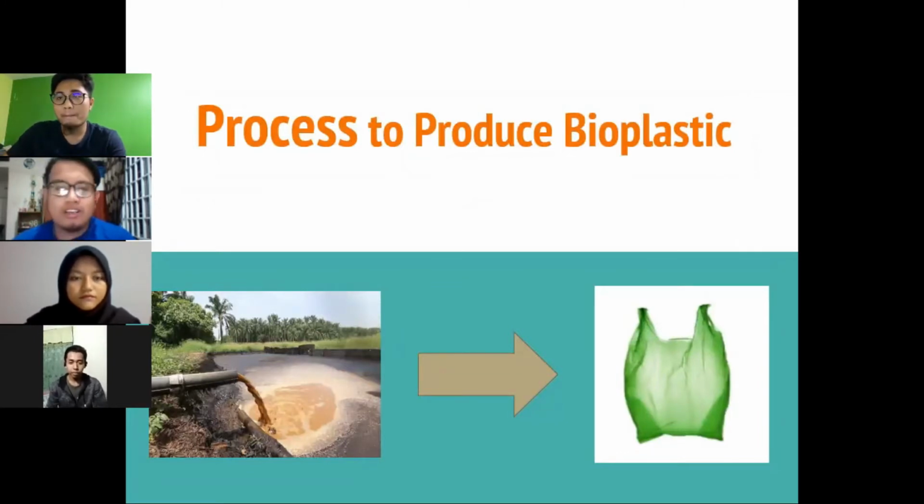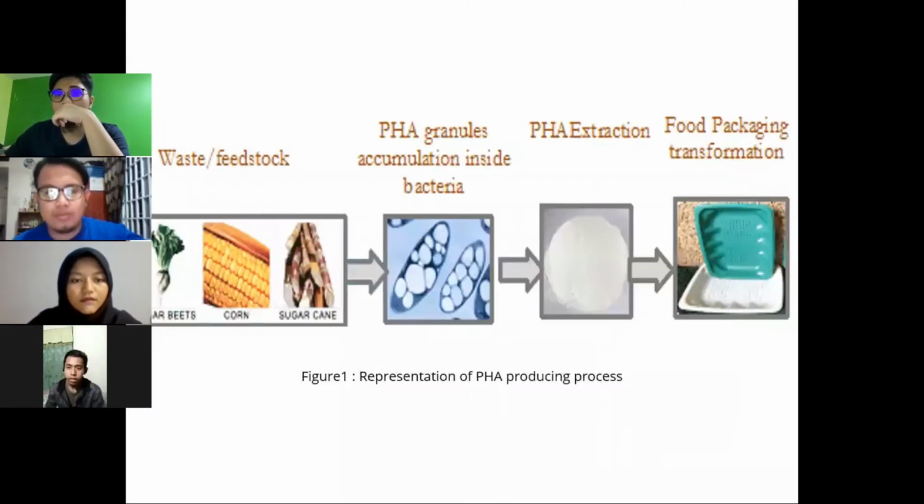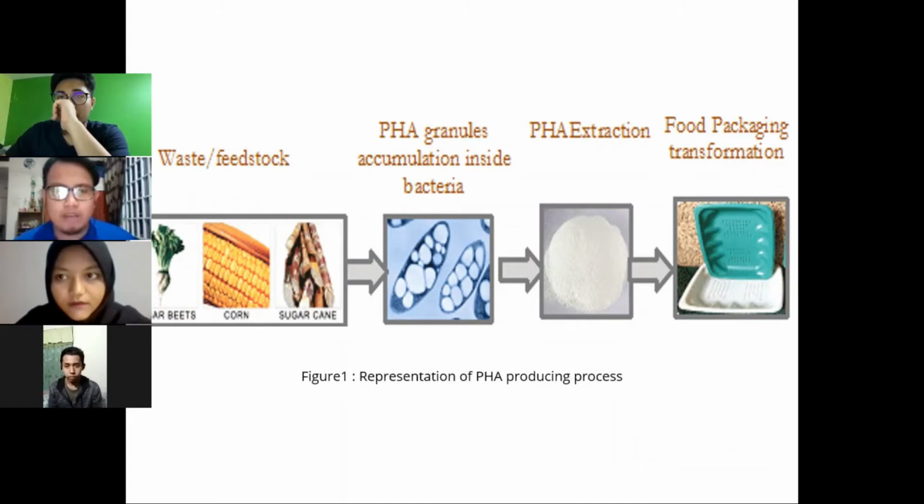All right. Thank you, Hazwan. So moving on to my part of the presentation. I would like to present about the process to produce bioplastic. Right here, we can see the basic representation of the PHA producing process. As Aizat has mentioned before, PHA is the raw material to produce bioplastic. As we can see, it starts from waste, and in our case, that is POME, palm oil mill effluent.